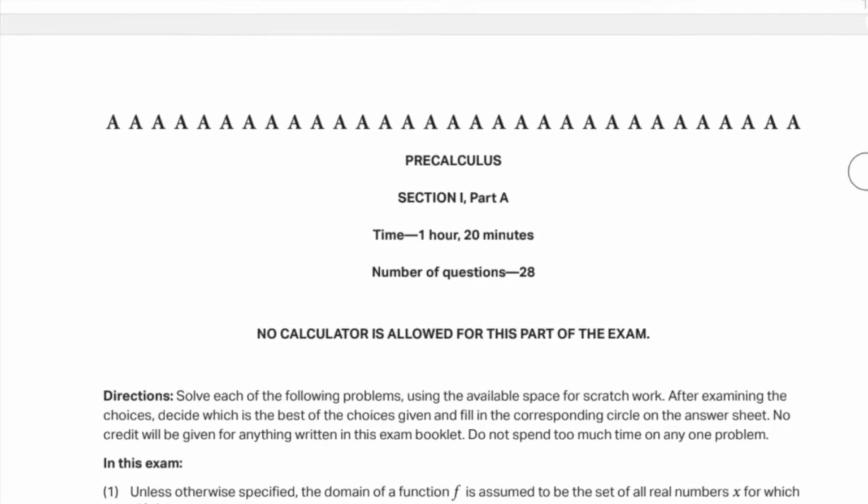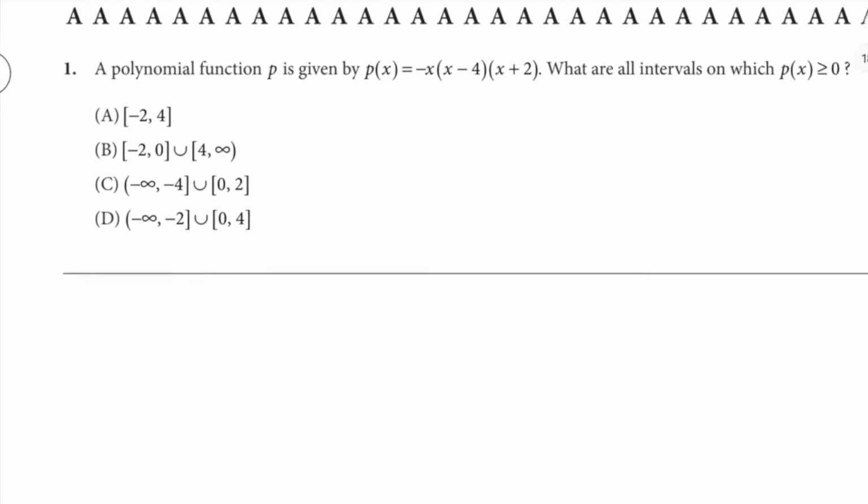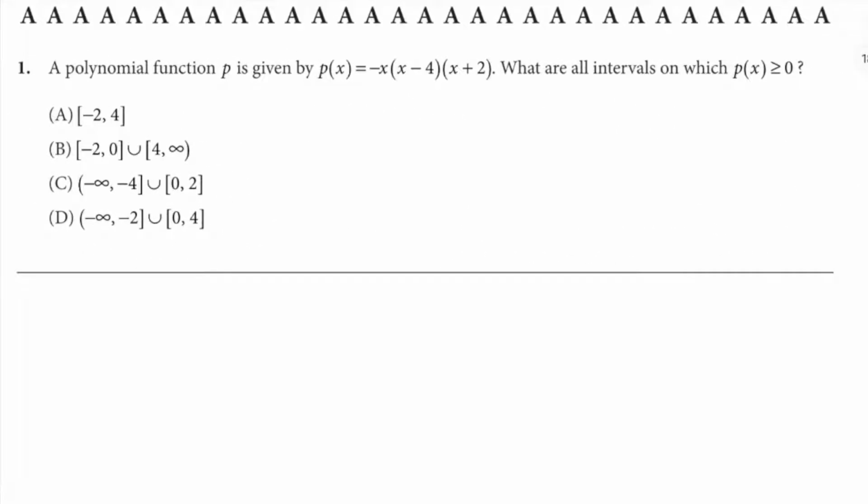We're going to get started with some no calculator. Do you remember that? It's like calculus. We start with no calculator. Polynomial p is given by this factored equation. What are all intervals on which p of x is greater than or equal to 0?